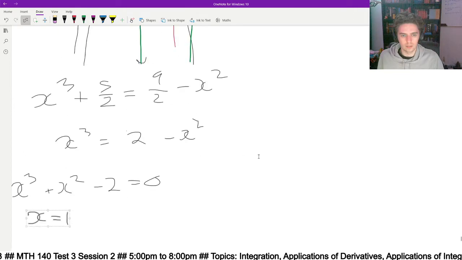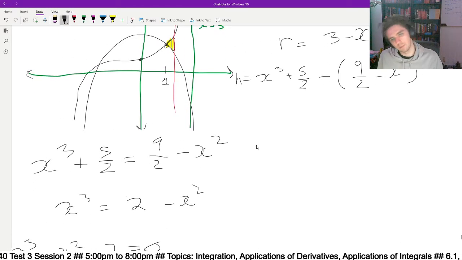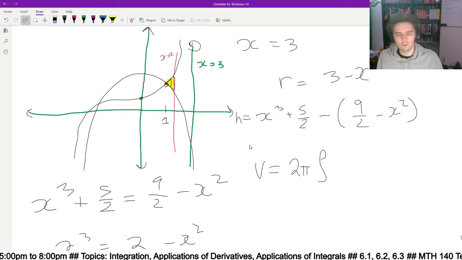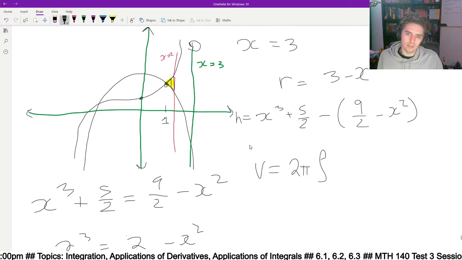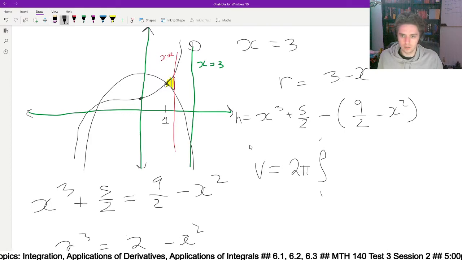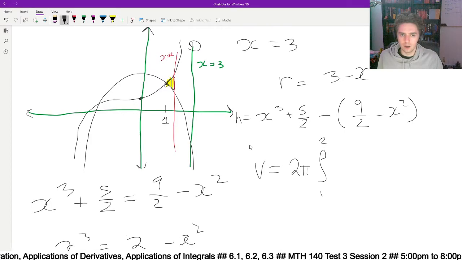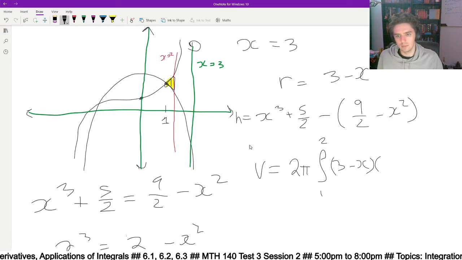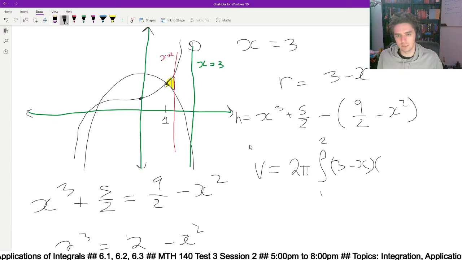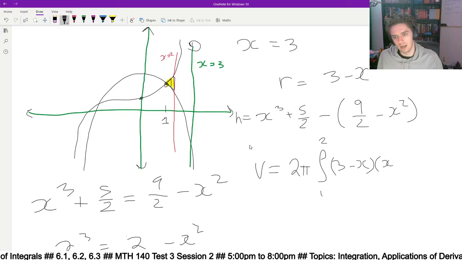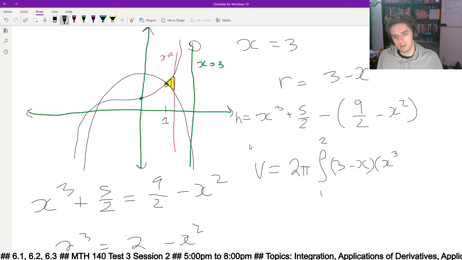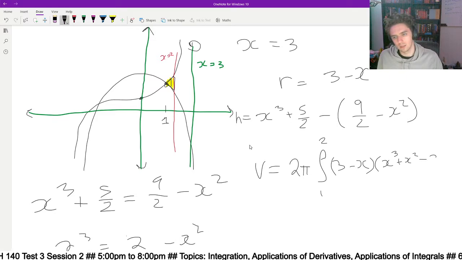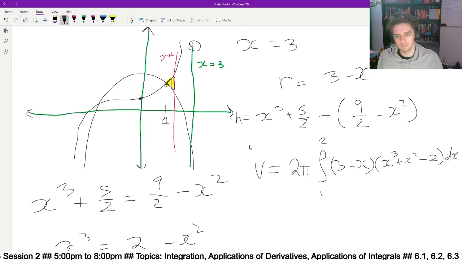That over. Okay. So if I put this as a volume, it's going to be 2 pi times the integral from 1 to 2 of r times h, right? R is 3 minus x times the height. And the height is that. So let's see if we can simplify that at all. So it's going to be x cubed negative minus 4x, so minus 2. So plus x squared minus 2 dx.